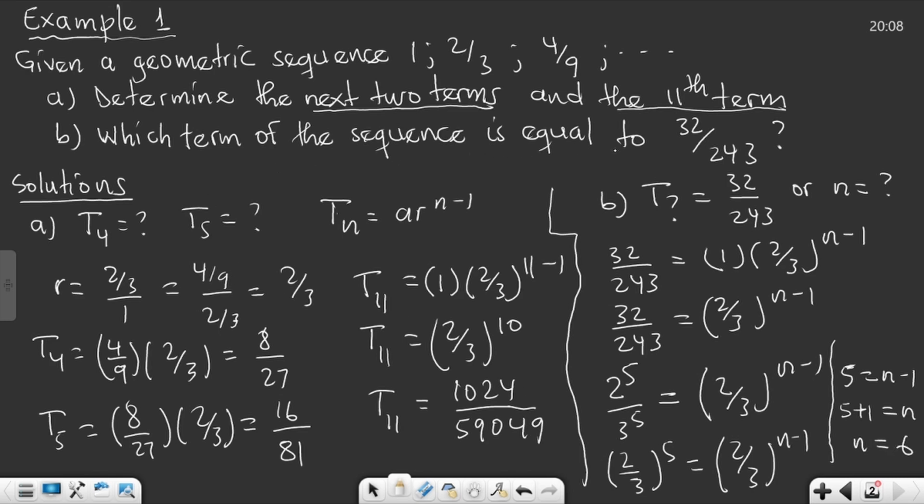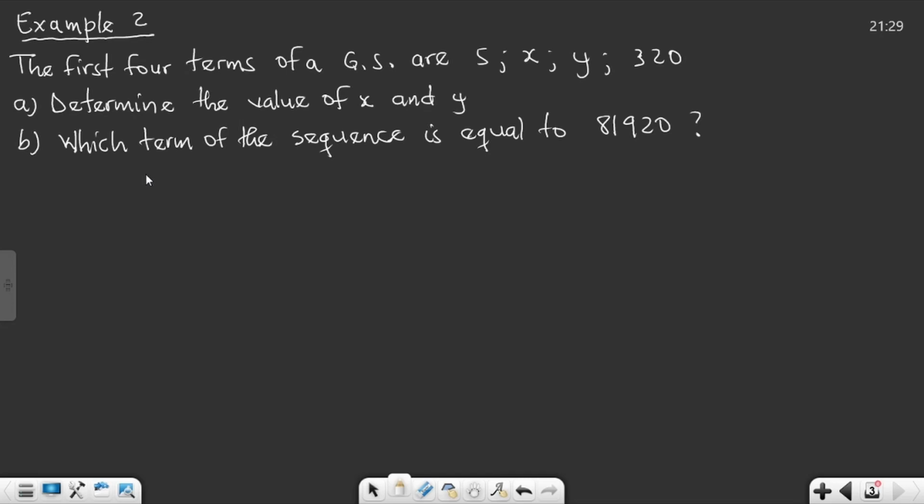So which term of the sequence is equal to 32 over 243? It's n equal to 6. So it is T6. Okay, let's move on to example number 2. All right, let's do example number 2. Let me read the question. The first 4 terms of a geometric sequence are 5, x, y, 320. A. Determine the value of x and y. B. Which term of the sequence is equal to 81,920?